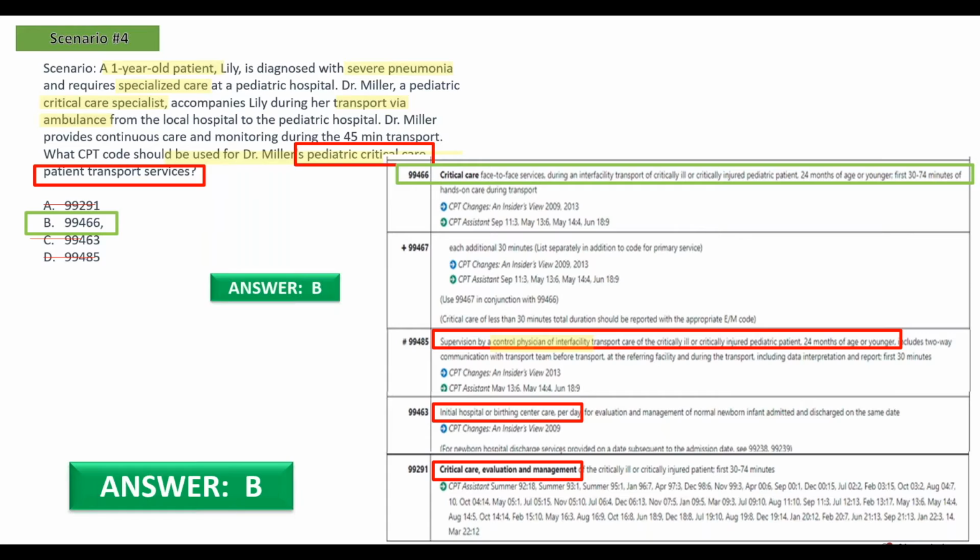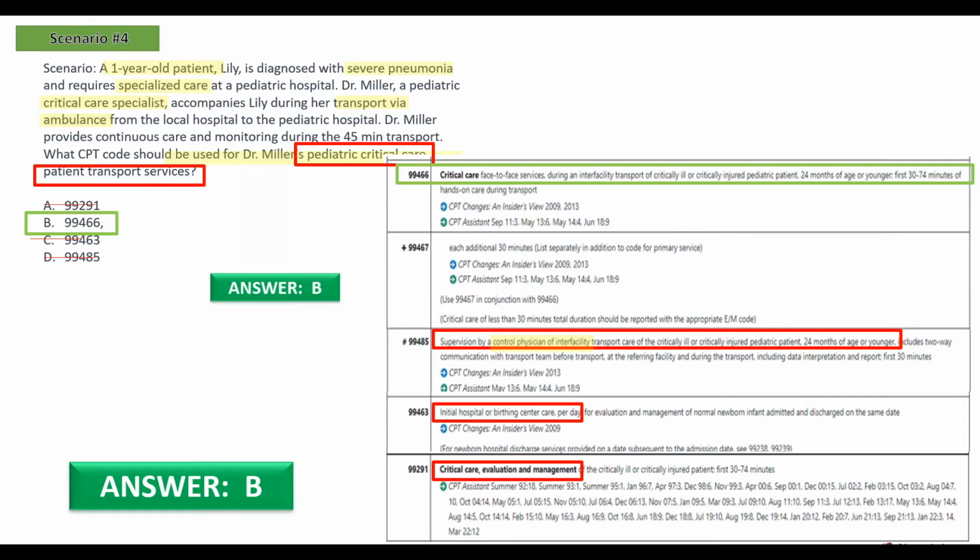And how are you feeling, coders, on scenario 4? Once again, I would just review the guideline on this chapter for you all. 99466 and 99467 CPT codes: the provider accompanies and cares for a critically ill or injured child in person who is 2 years of age or younger during the transportation between the facilities.